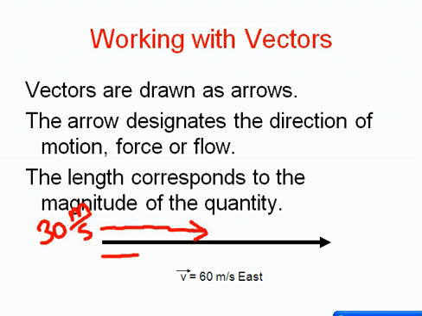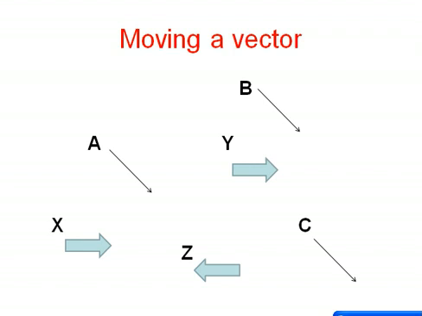If this was 1/3 of the original black one there, it would probably look and measure out to be 20 meters per second. As long as the vector is the same length to indicate the size of the quantity being measured and goes in the same direction, it is the same vector.